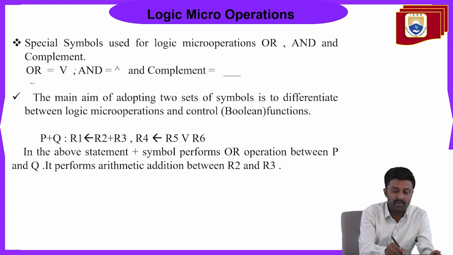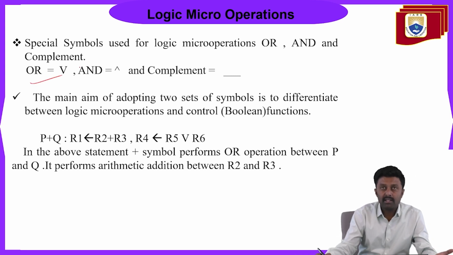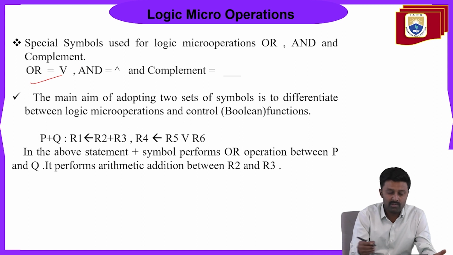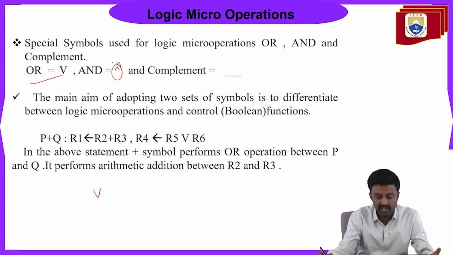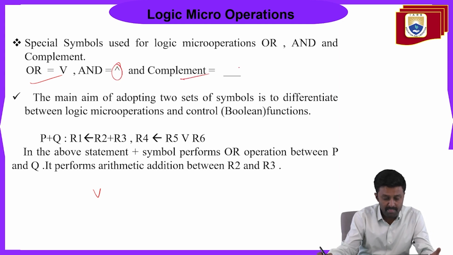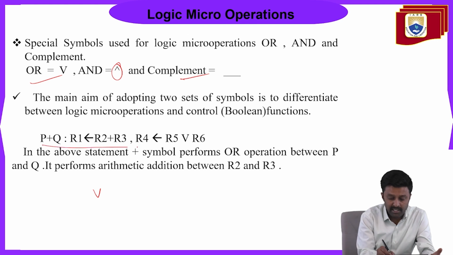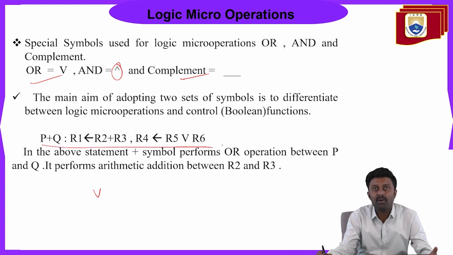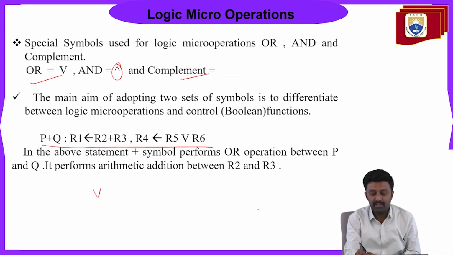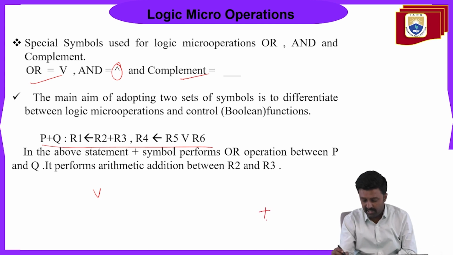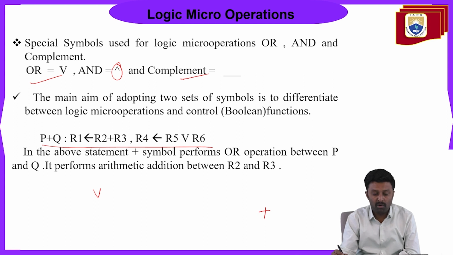Here you use the common symbols. For the OR operation, we can use this V symbol, and for the AND operation, this symbol is used here. Then for the complement, like this, the instructions will be written here to perform the different types of logical micro operations. If you use this plus symbol, it will perform the OR operation.